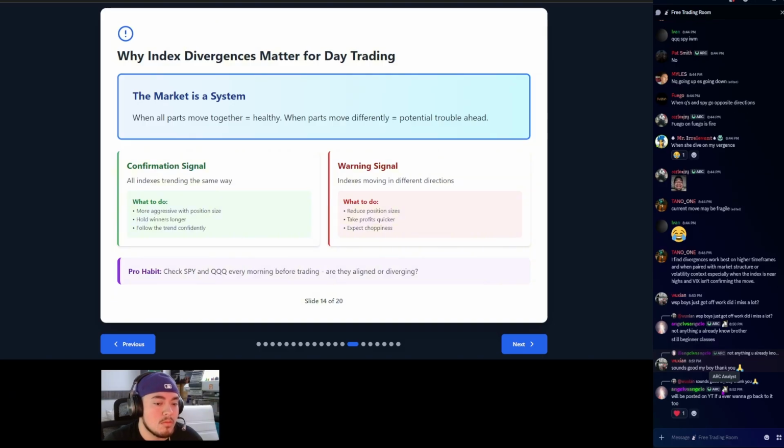The pro habit is checking SPY and QQQ every morning before trading: are they aligned or are they diverging? If they're diverging, then you might want to step away. If that's not the market you want to trade in, you step away, you be disciplined, and you go away. And if they're aligned, then you look for your opportunity in your basket of stocks and you attack. Right? You get a little aggressive. You get what I'm saying?